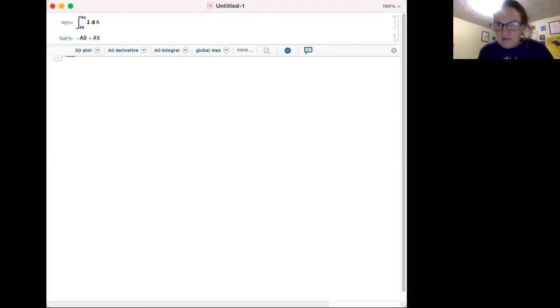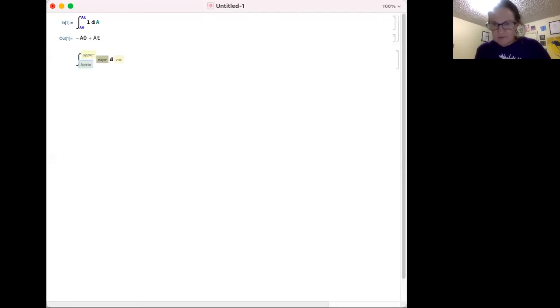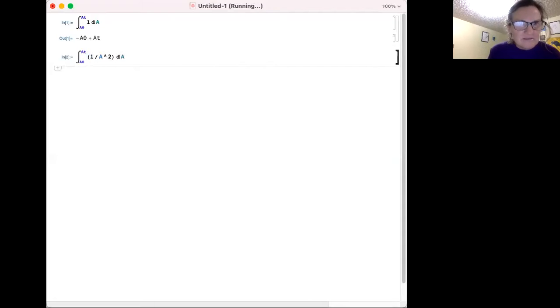So we're going to integrate, same range, A0 to A at some new time, and we're integrating the function 1 divided by A squared, and we're integrating over A. Really?